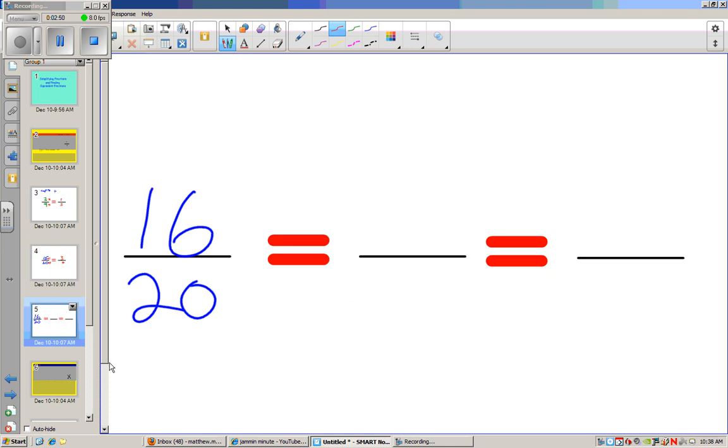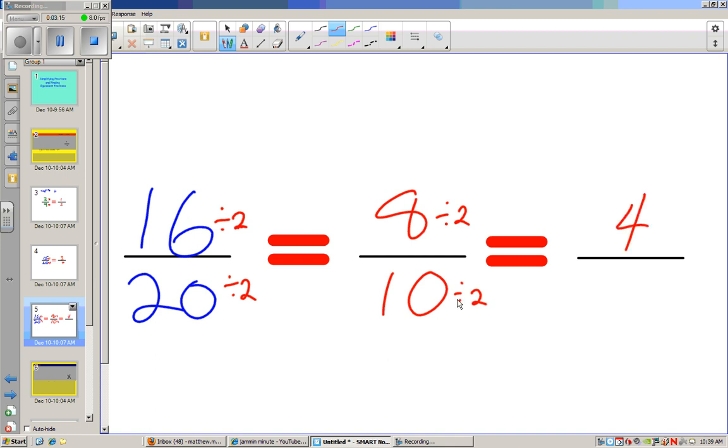Here's another one. I have 16/20ths. Well, I start with my easy number, 2. 2 fits into both of them, so I'm going to do that for this one. 16 divided by 2 and 20 divided by 2. 16 divided by 2 equals 8, and 20 divided by 2 equals 10. But it's not the smallest I could get. I could simplify it even further. So I'm going to divide by 2 again. 8 divided by 2 is 4, and 10 divided by 2 is 5. So now I've hit a prime number. I can't go any further.